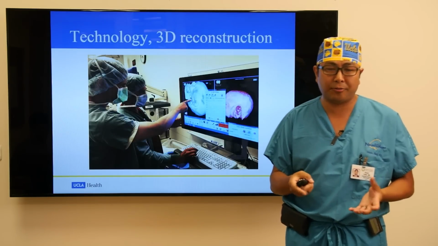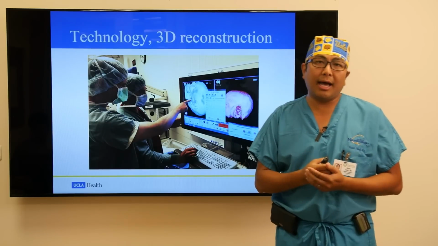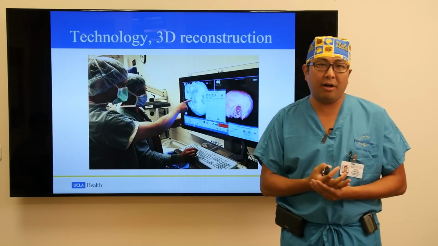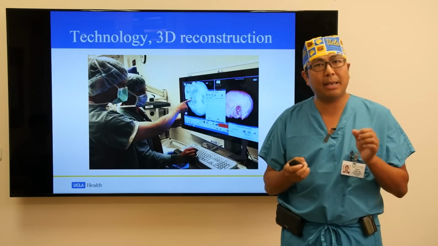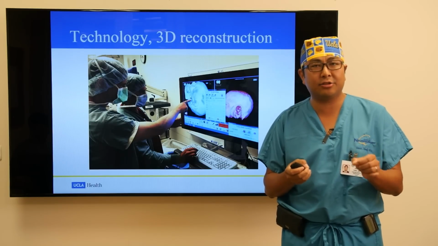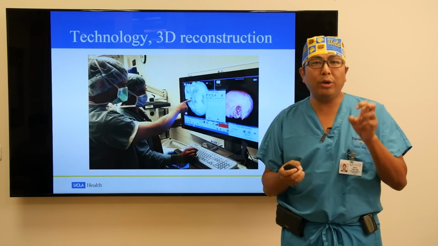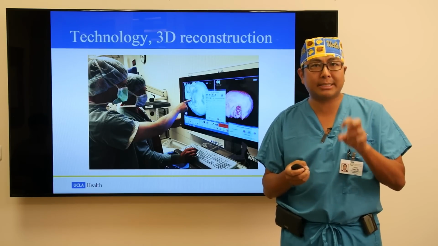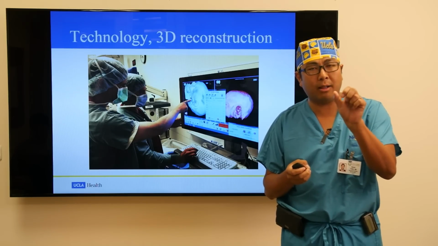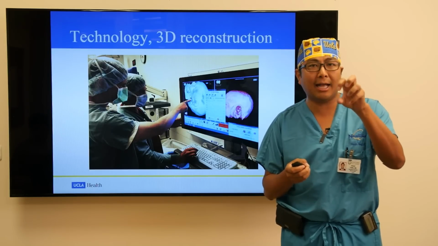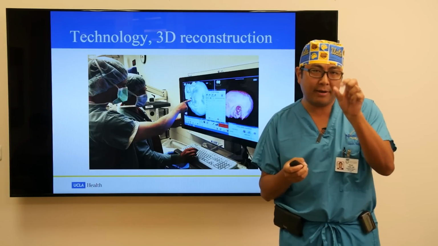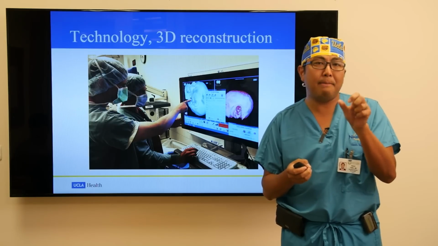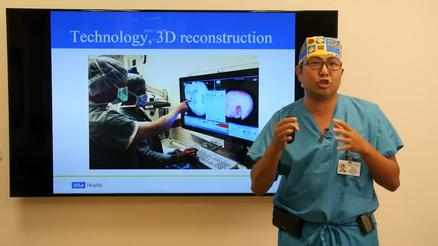Well, how do we do this? There's a lot of technology that's involved in this. In order for us to be able to find the superior canal dehiscence through a smaller hole, we need to be extremely precise. And being precise allows us to make the hole smaller. It allows us to make the craniotomy, the middle fossa craniectomy, smaller. And by making that smaller, we can make the incision smaller.